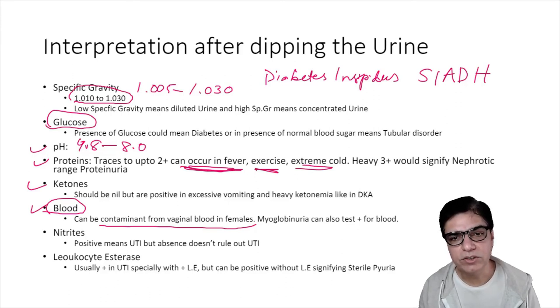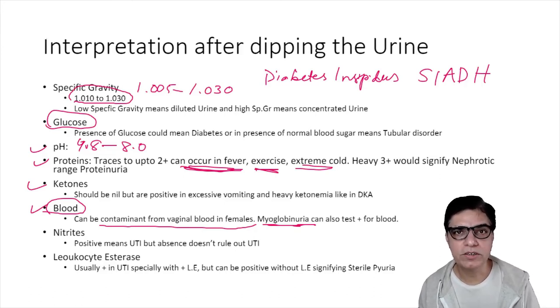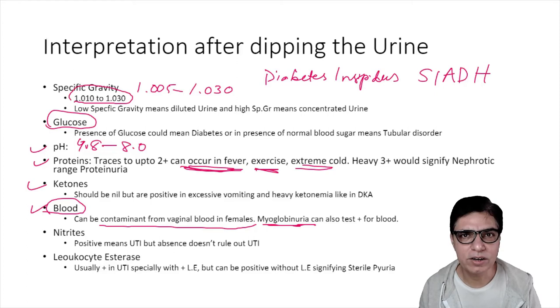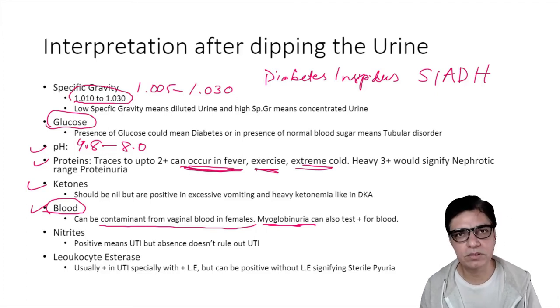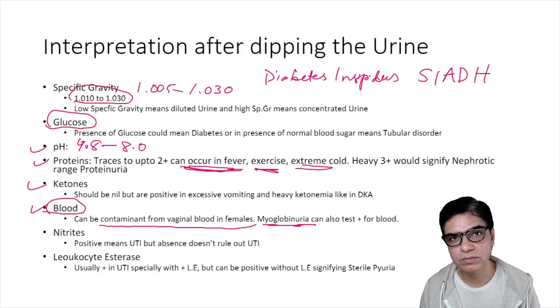So in certain conditions in which there is breakdown of myoglobin, like the muscle part, myoglobin breakdown can also give you positive blood on the urine dip. Though it is not blood but myoglobin, it would test positive on the urine dip. So myoglobinuria can occur in crush injuries. Somebody had, let's say, a road accident in which he was run over by a car and muscles were crushed. So they can have myoglobinuria. So remember that myoglobinuria can also give you positive blood. So then that gets very important.